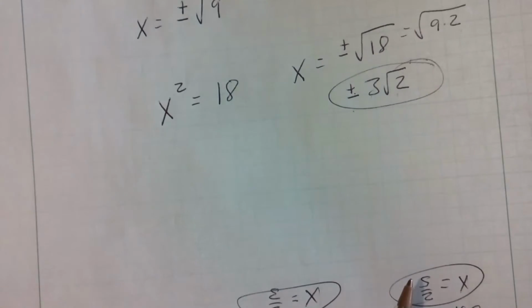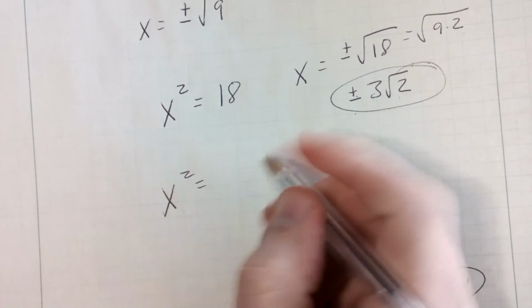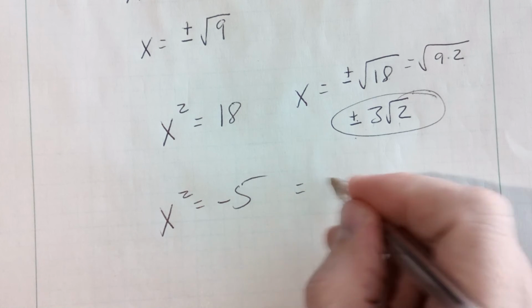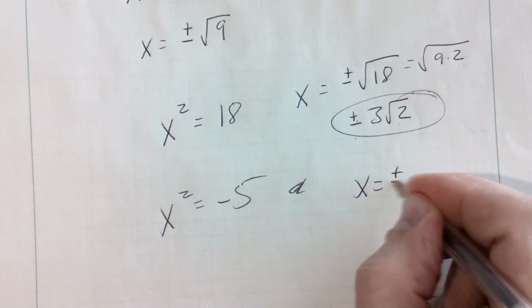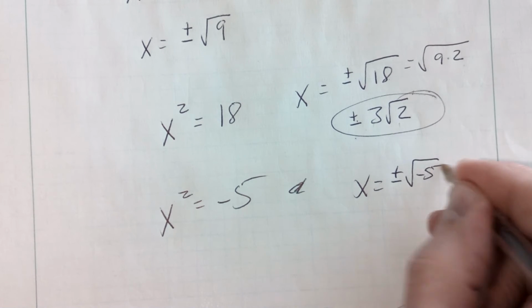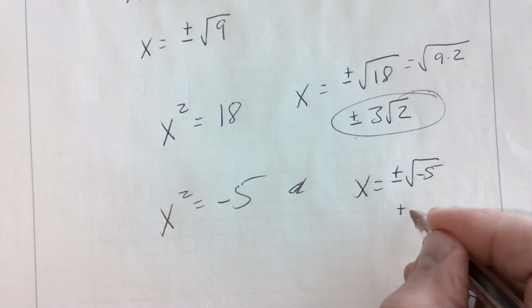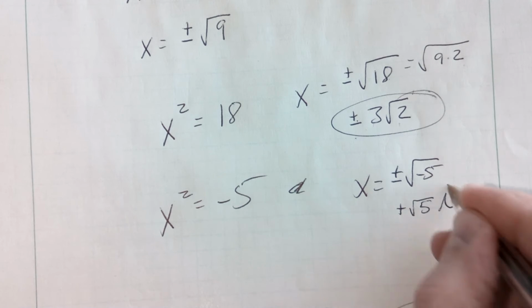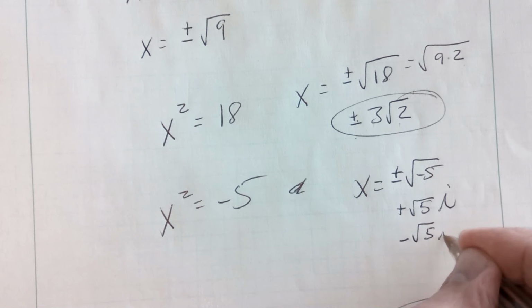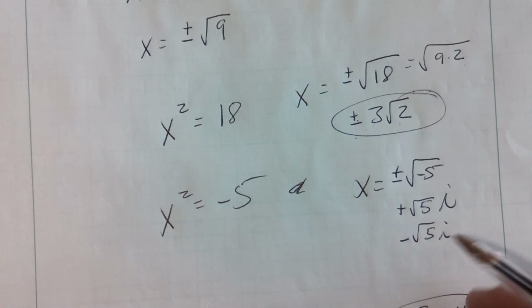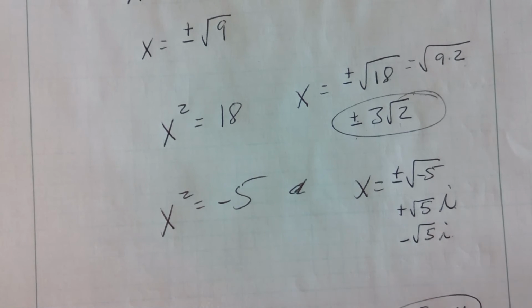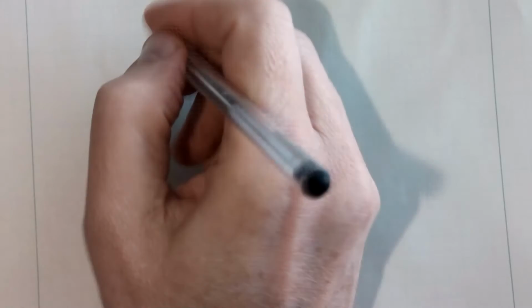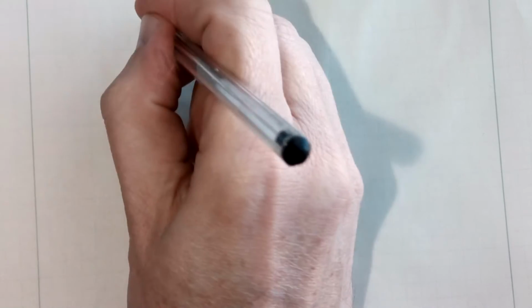Okay, and we could even actually equal a negative number, -5, right? And that's going to equal, x, when I square root, x is going to equal a positive or negative square root of -5. And remember how we do that? It's going to be a positive square root of 5i or a negative square root of 5i. So we can get some complex values.